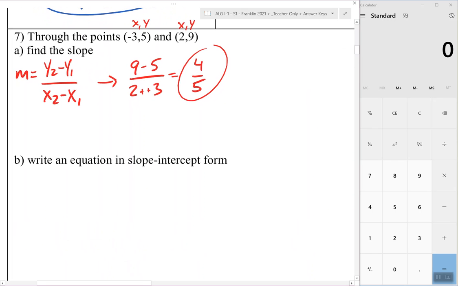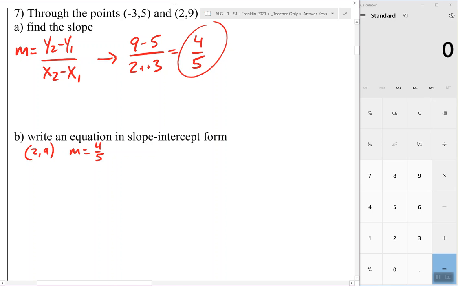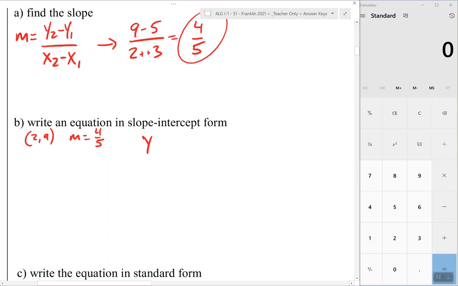Now, to write it in slope-intercept form, we don't know the intercept, but we do know 2 points and the slope. So we're going to use one of those points to do point-slope form. I'll use 2, 9, and our slope is, again, 4/5. So point-slope form, that's going to be y minus 9 equals 4/5 times x minus 2.